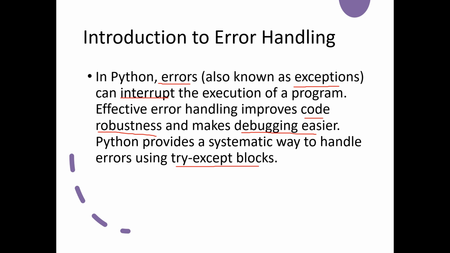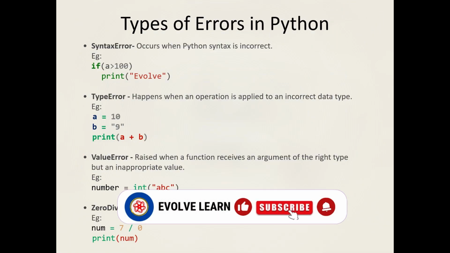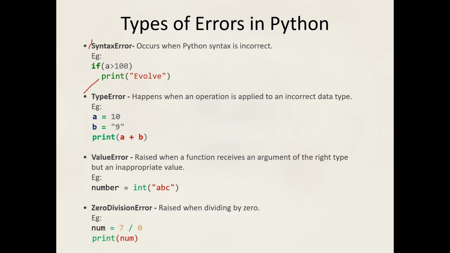With that understanding, let's look at various types of errors you may commonly encounter in Python and how they can impact our program. Python has several error types. Among those, syntax error, type error, value error, and zero division error are the most common error types we encounter during execution. Syntax error occurs when Python syntax is incorrect.